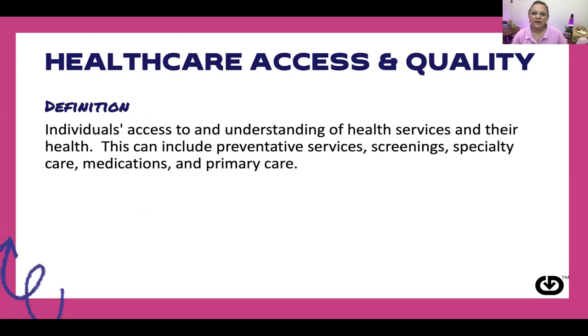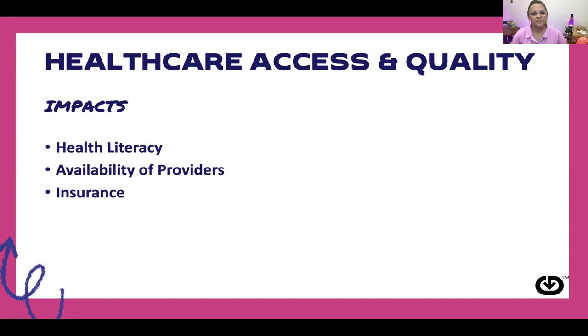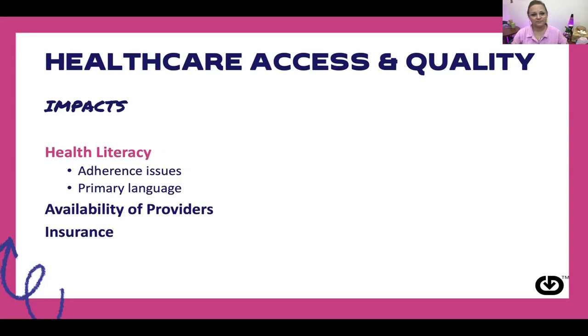Third area is healthcare access and quality. Individuals' access to and understanding of health services and their health is the focus here. This can include things like preventative service, screening, specialty care, medications, and primary care. There are a number of things that can impact someone's access and quality of healthcare. And these include things like health literacy, availability of providers, and insurance.